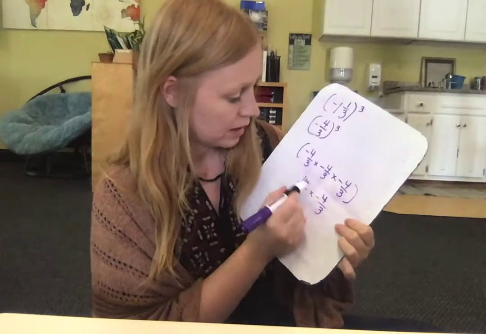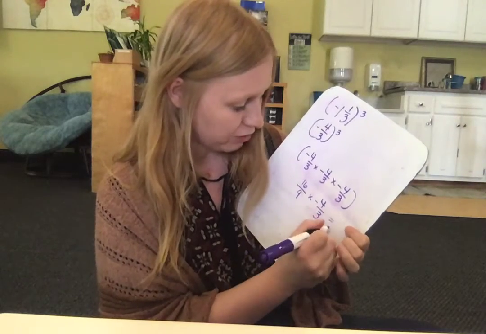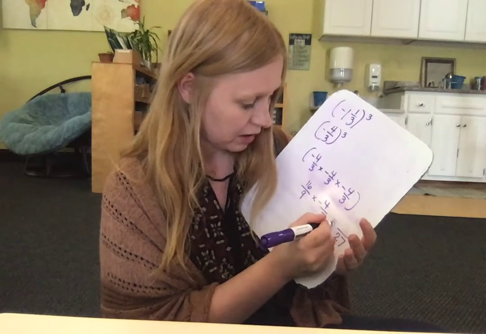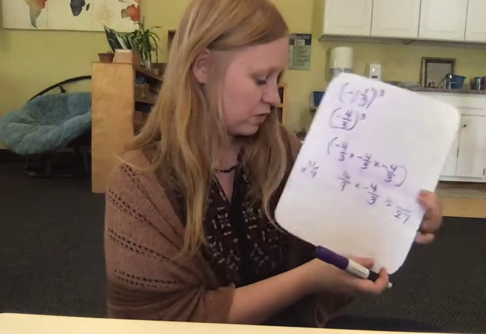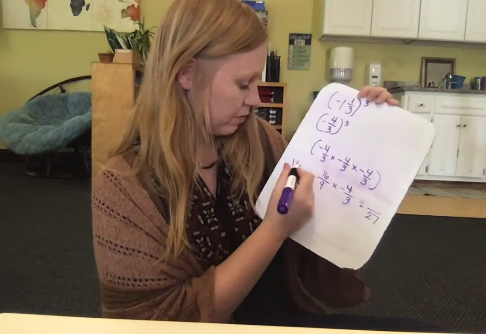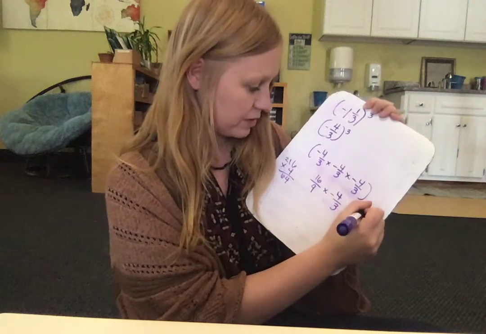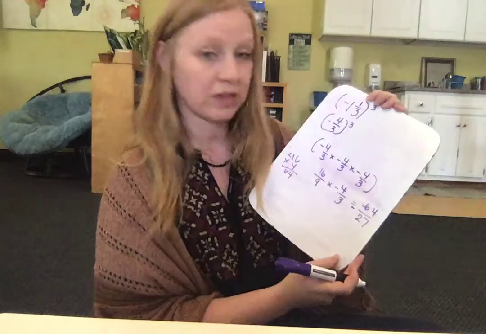Okay. 16 times 4, this is going to be negative something over 27. I don't know what 16 times 4 is, so I'm going to do my math. 16 times 4 is 64. So negative 64/27.